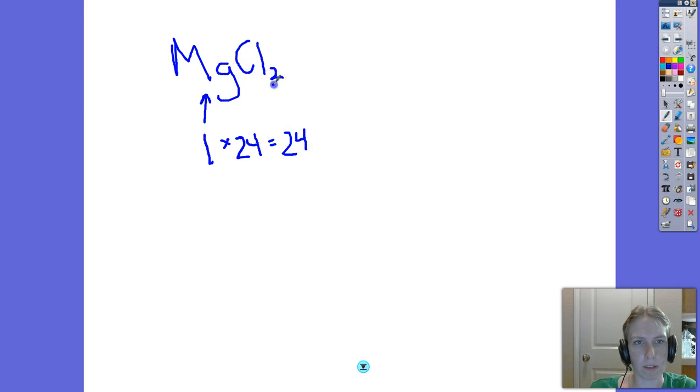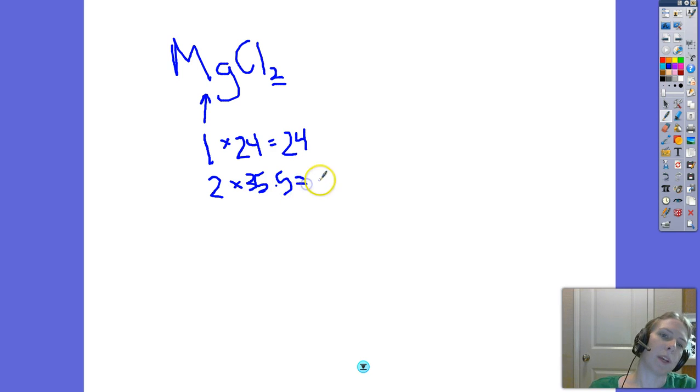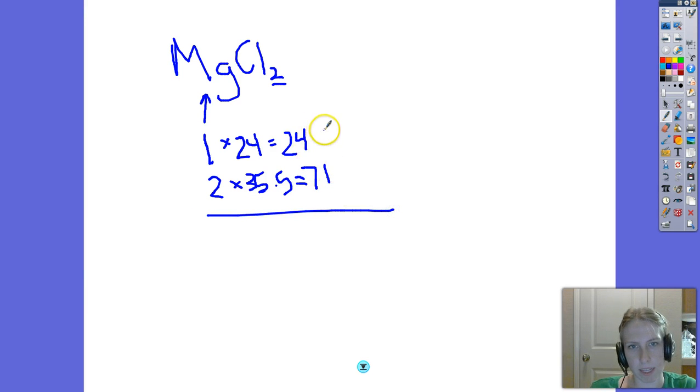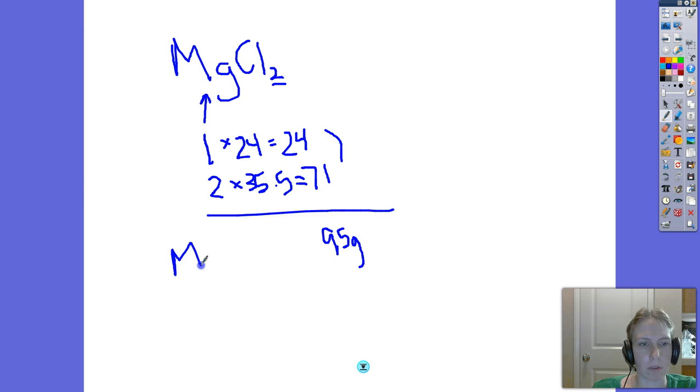And then we have chlorines, and if we look at the subscript, we have 2. So we're going to do 2 times 35.5, which is the molar mass of chlorine. That's going to give us 71. Now if we add these two numbers up, we get 95 grams. So if we had magnesium chloride and we weighed out 95 grams, that would be 6.02 times 10 to the 23rd atoms. So this is how we go through the process of getting molar mass. And it works for any compound.